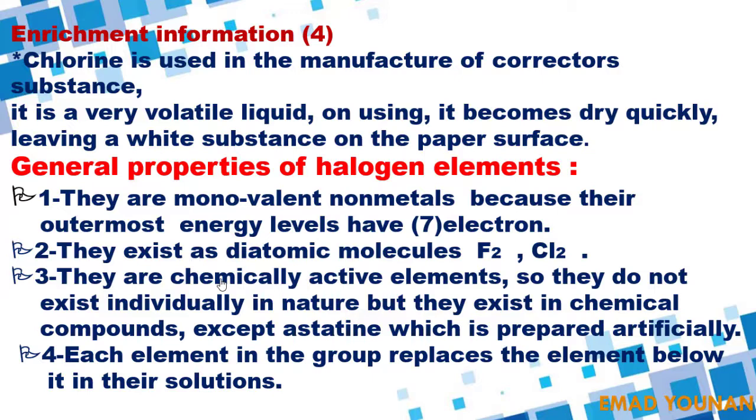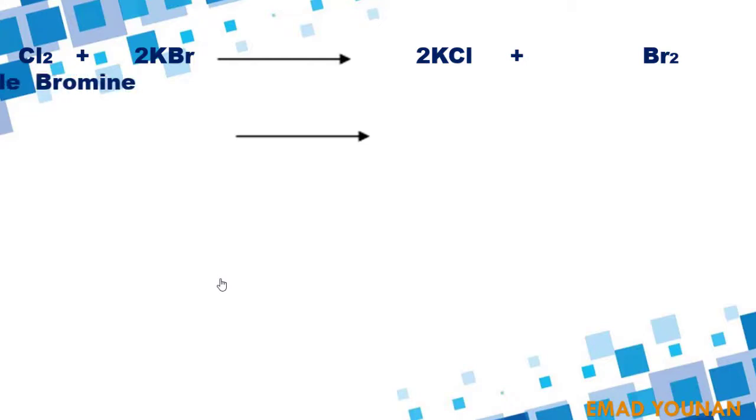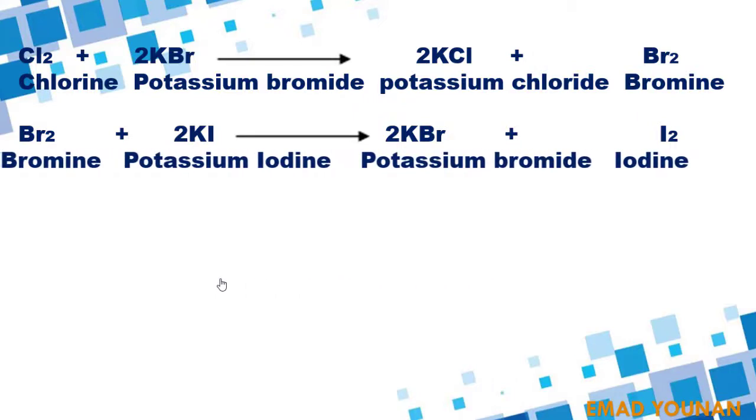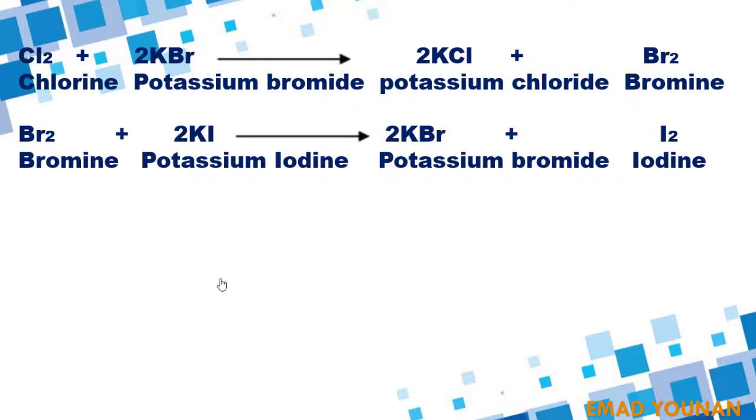Another property is Cl2 plus KBr. Chlorine can replace bromine because chlorine is more active than bromine, forming KCl, which is called potassium chloride, and bromine is produced. So chlorine plus potassium bromide produces potassium chloride plus bromine. Another equation: bromine can replace iodine in potassium iodide. Br2 plus KI produces KBr plus I2, so bromine plus potassium iodide produces potassium bromide plus iodine.